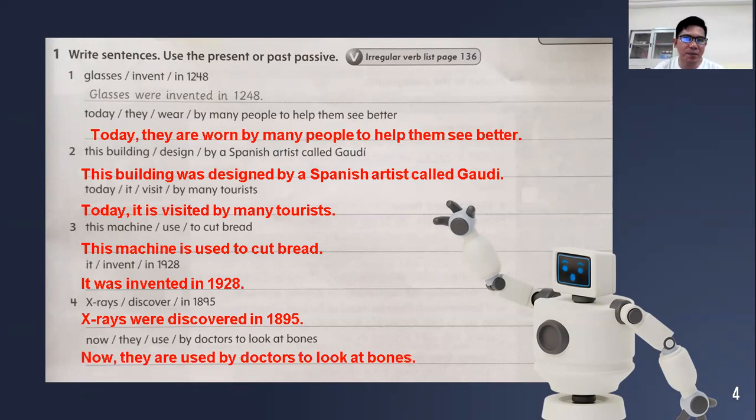So number 1, we have 7 sentences, 2 points each. So number 1 is 14 points. All right. Don't worry. If you are wrong, I'll give 1 point. Let's go to number 2.